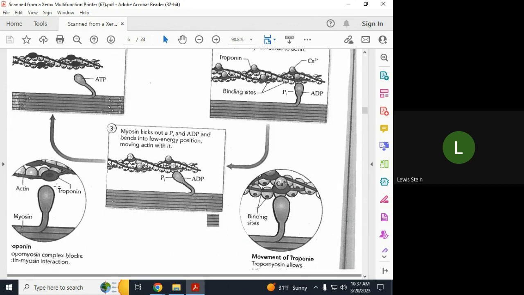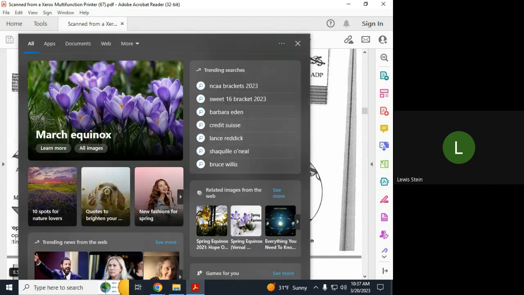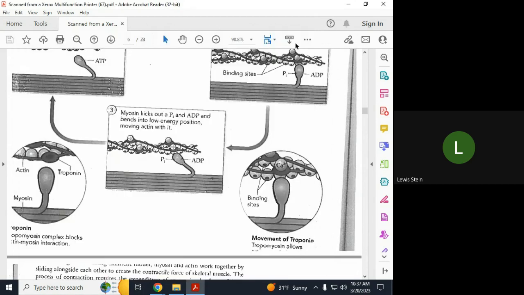And so when the troponin blocks that, that's whatever 4 looks like. Let me see how they describe it here. It looks like I cut it off. So in 3, we have this. That's just a side image about troponin's motion. Here, troponin allowing them to contact. Here, when troponin slides back in, it doesn't allow it.